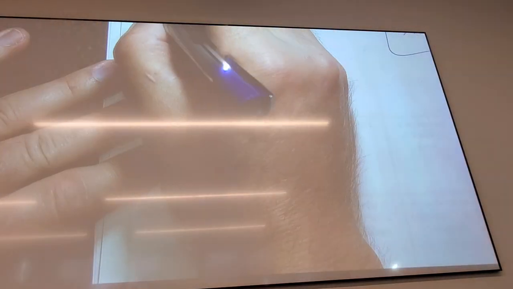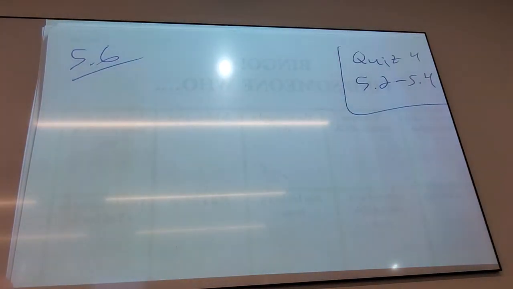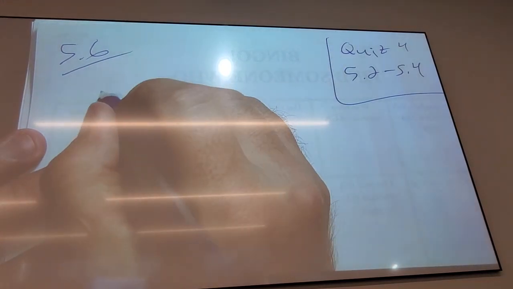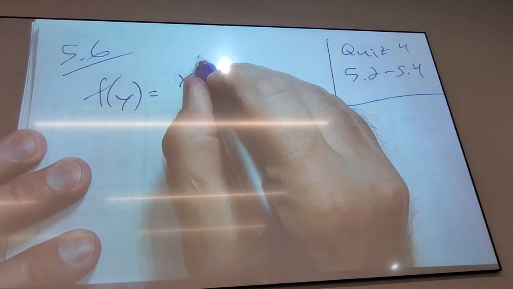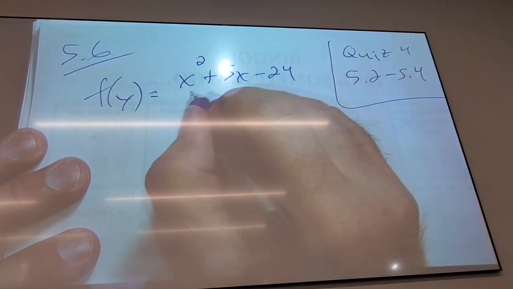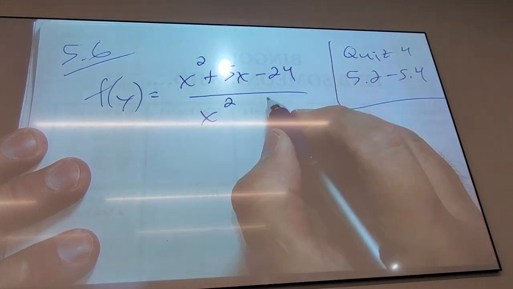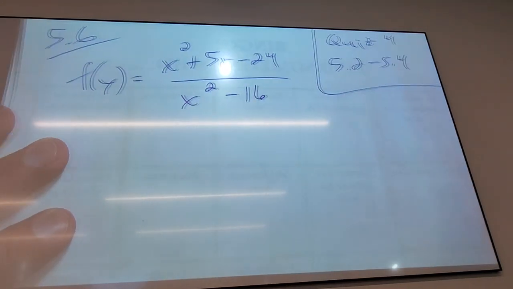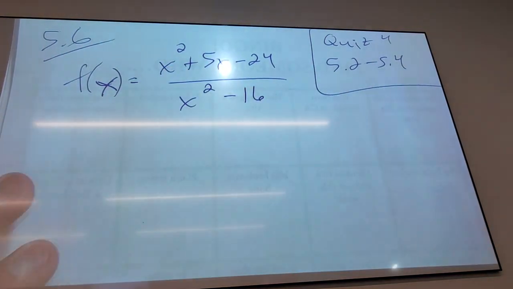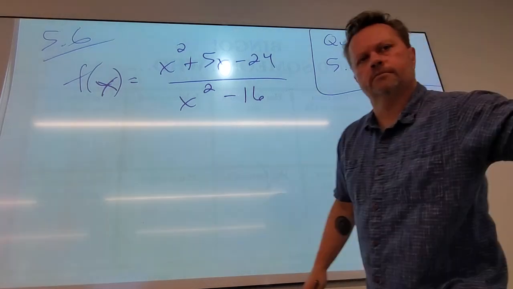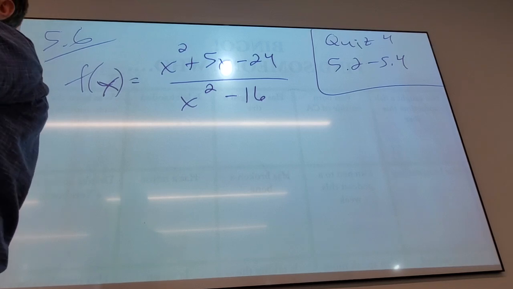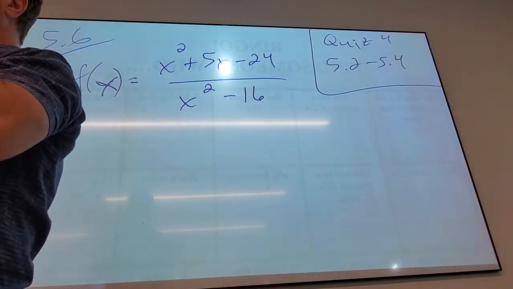Okay, let's do some new stuff. So we got section 5, 6 now. Section 5, 6 deals with functions that look like this. What kind of function is that? Rational. I love it. It's just a ratio of two polynomials. So math people being very creative. It says ratio, let's call it rational. Okay.